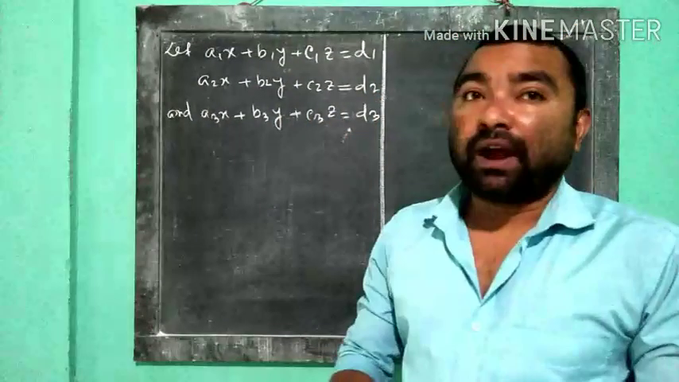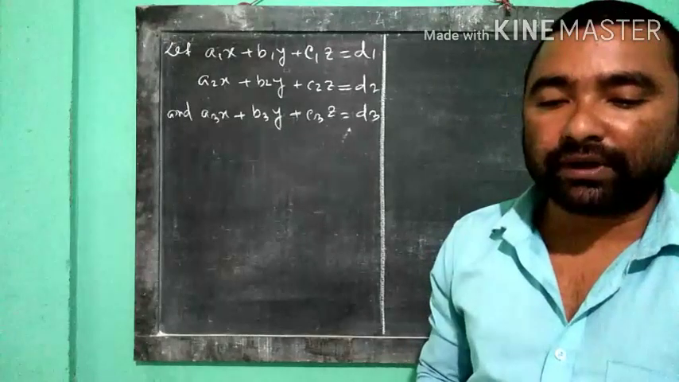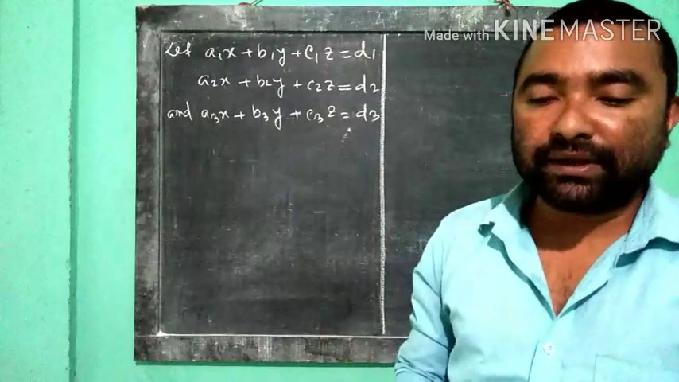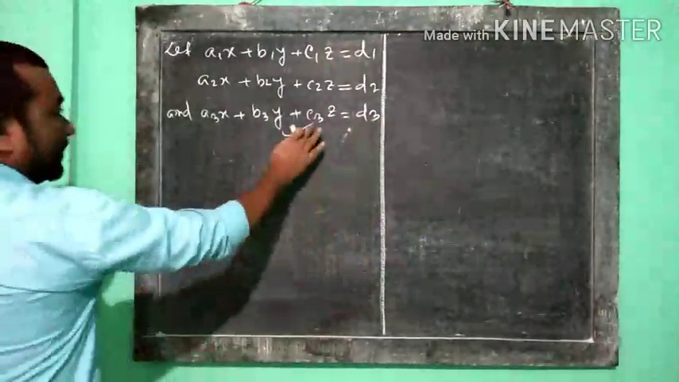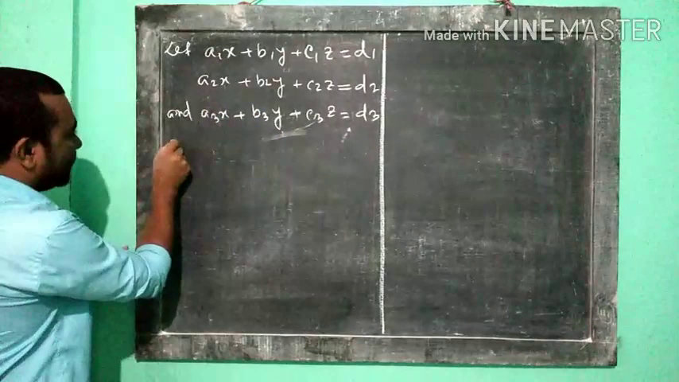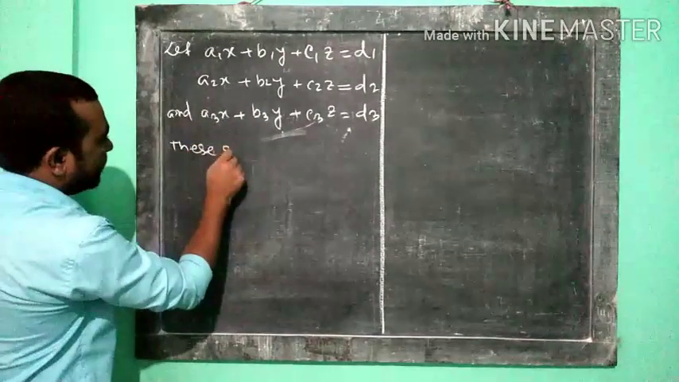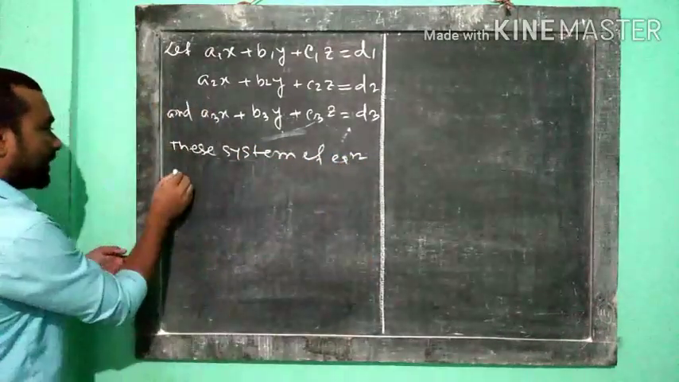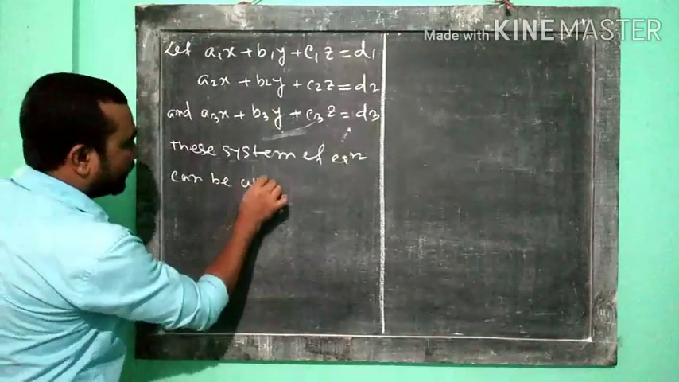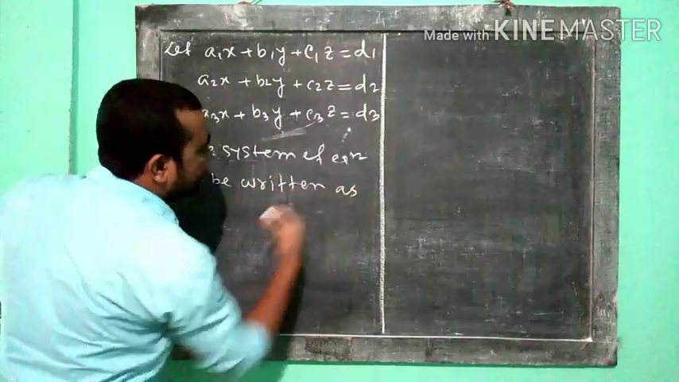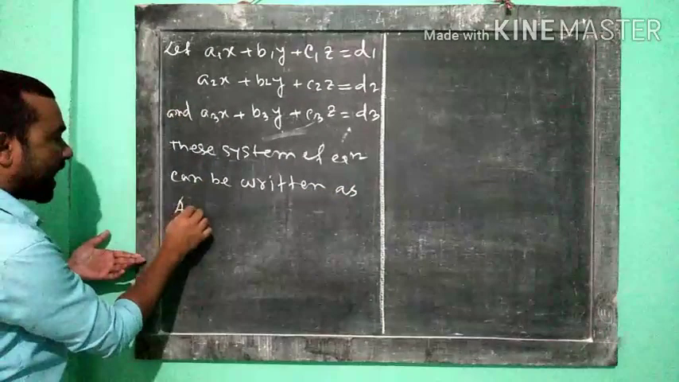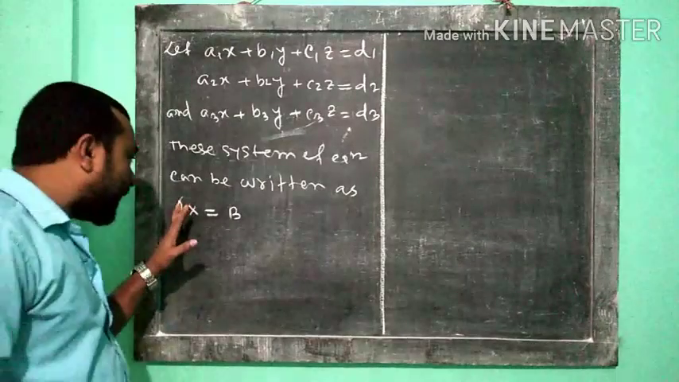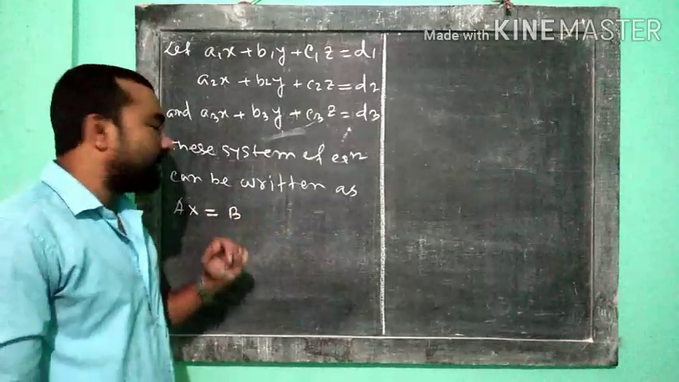How do we write these equations in matrix form? In the matrix form, this system of equations, there are three equations, can be written as Ax equal to b, where A is what, x is what, and b is what.